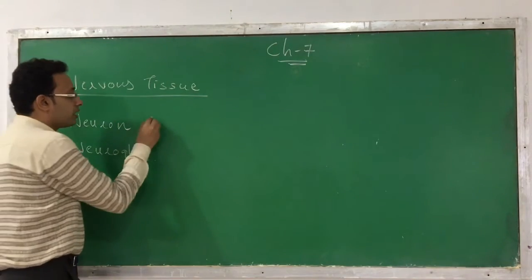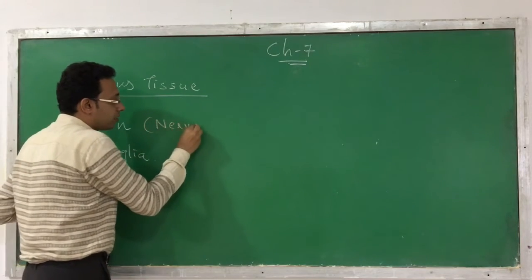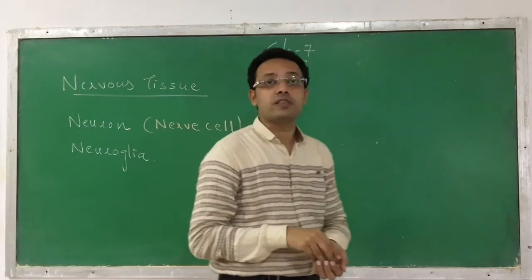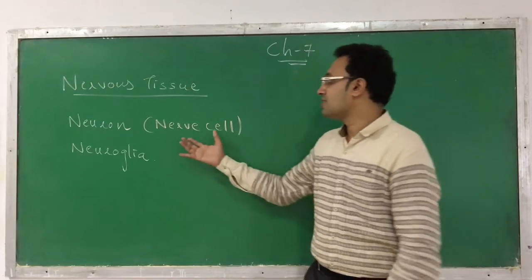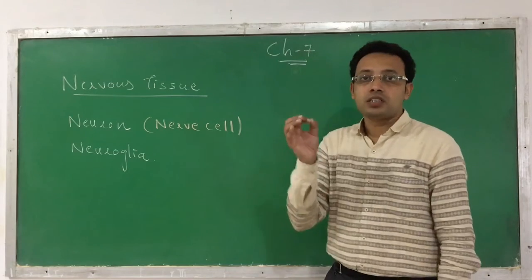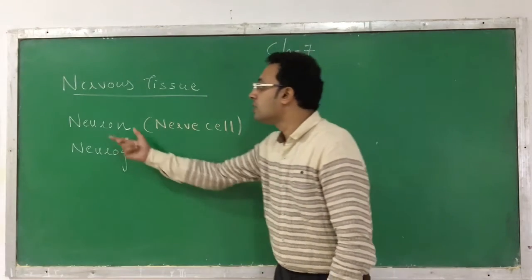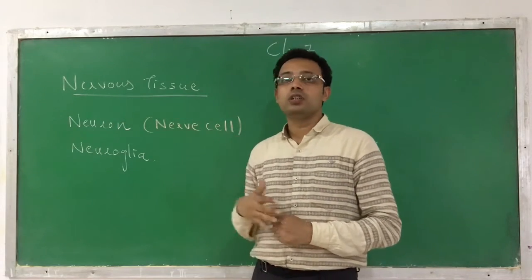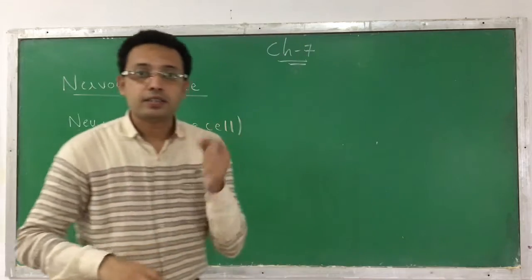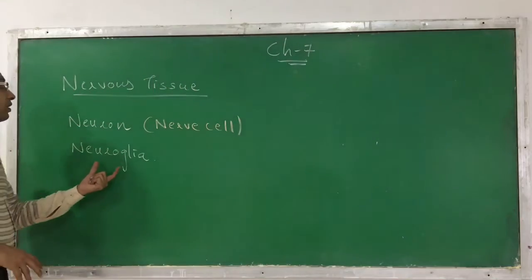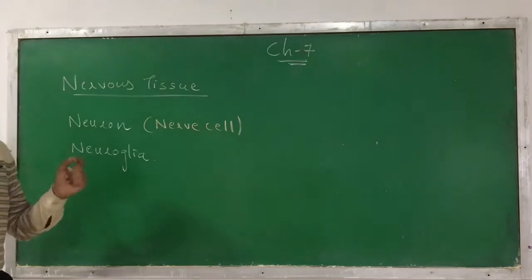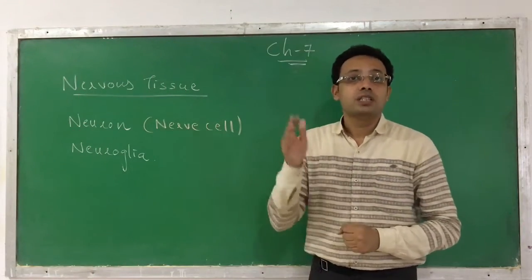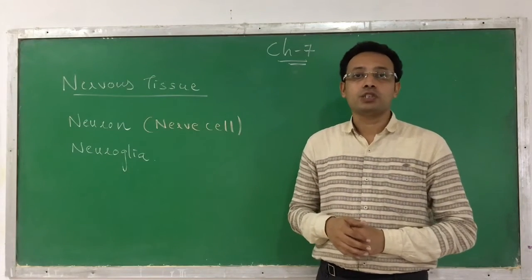This neuron can also be called the nerve cell and it forms the structural and the functional unit of the nervous system. So what is called the structural and functional unit of the nervous system? It is the neuron or the nerve cell. The majority of it contains the neuron or nerve cell. The remaining other type of cells you can also find in the nervous tissue are the neuroglia. These are the other kind of cells that form the supporting framework in the nervous tissue.